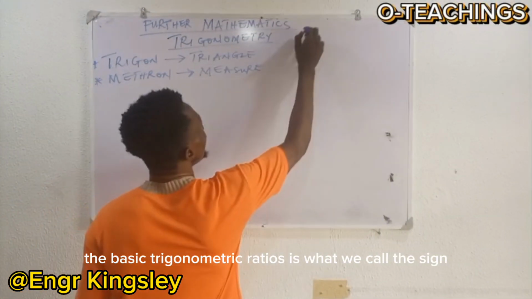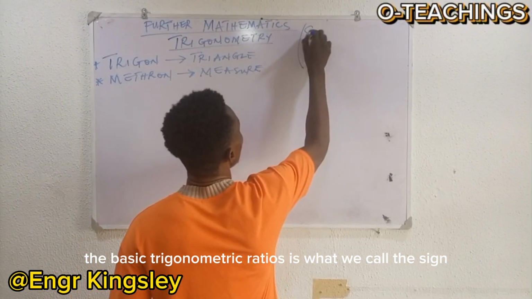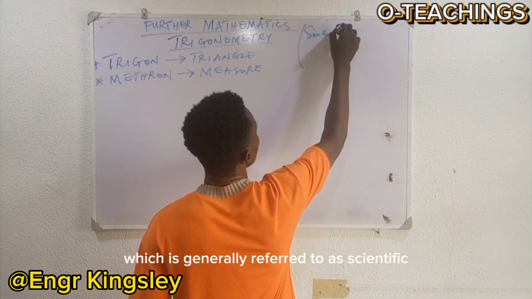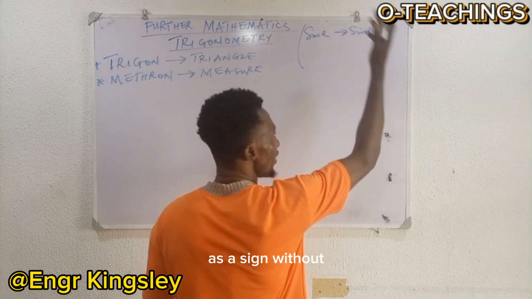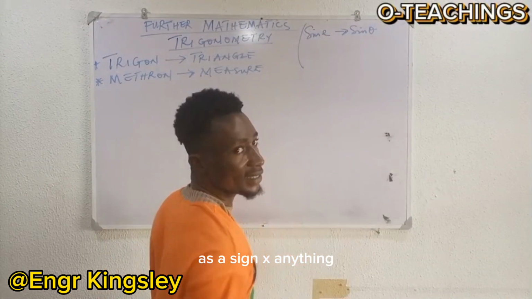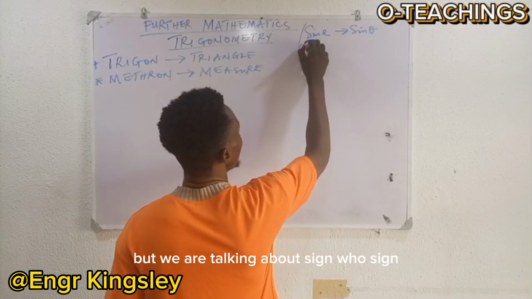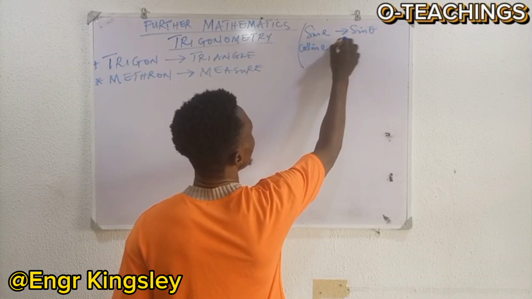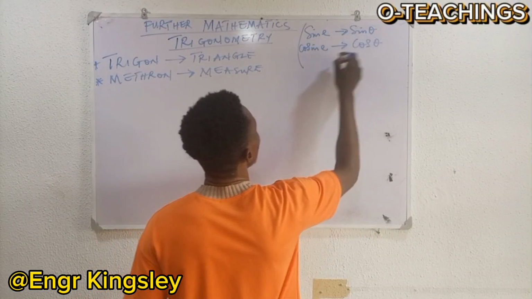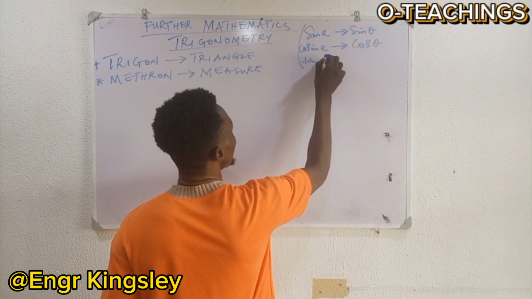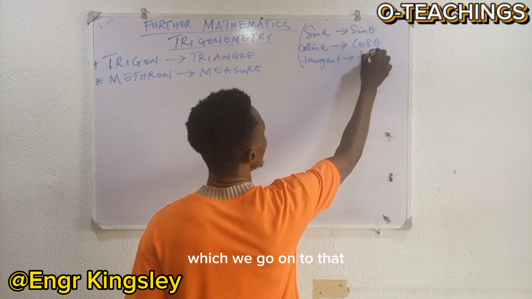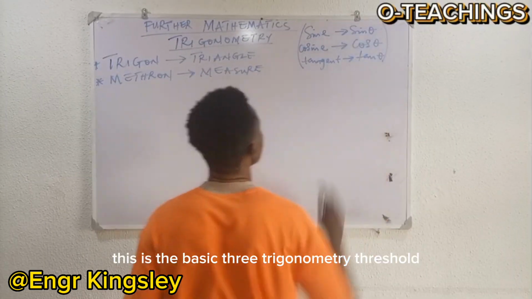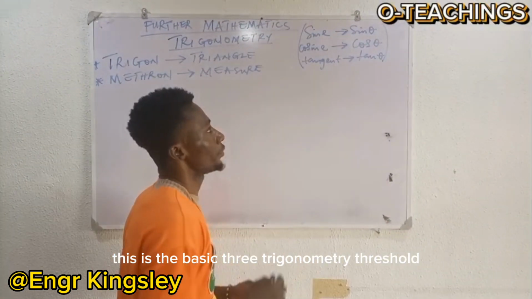The next thing we are going to talk about is the basic trigonometric ratios. The first is the sine, which is generally referred to as sine theta. We can say sine alpha, sine beta, sine x, anything. But we are talking about sine, cosine, which is cos theta, and tangent, which is the tan function, tan theta. These are the three basic trigonometric ratios.